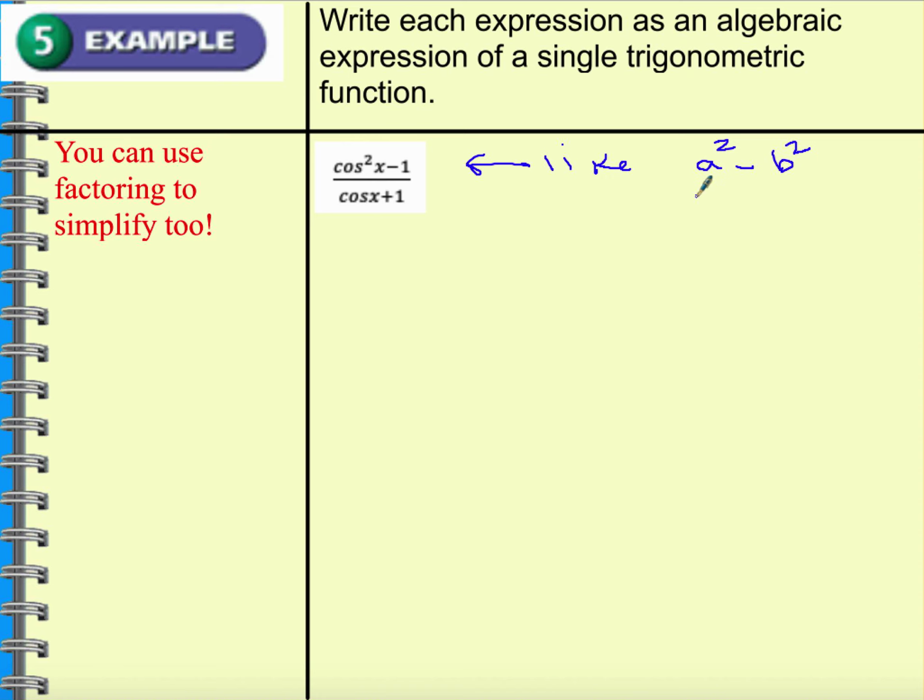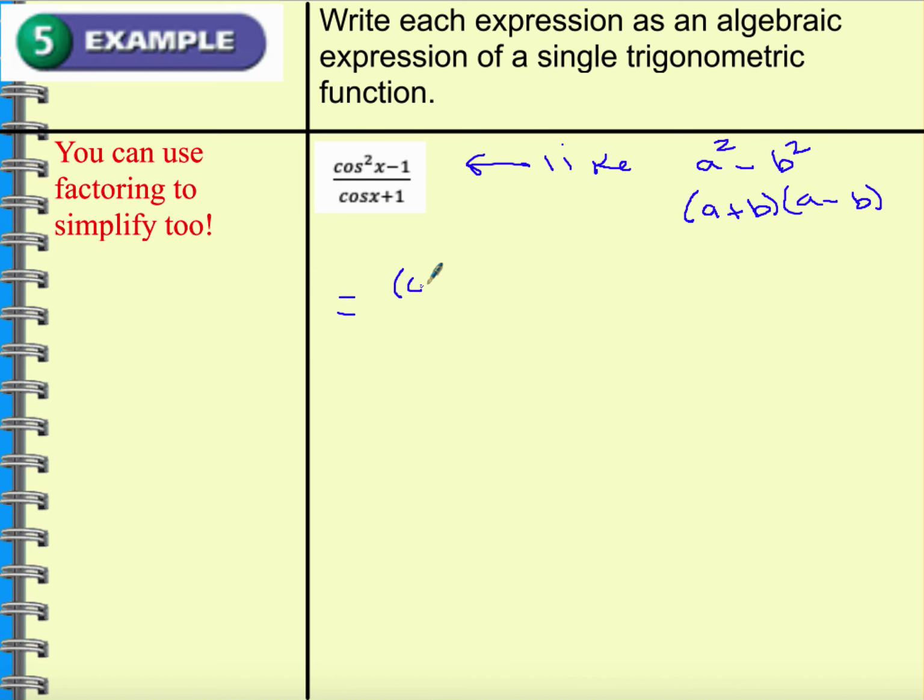A difference of 2 squares can be factored rather easily. You take the square root of your first term, the square root of your last term, you write 2 factoring parentheses with them, and change the signs in the middle. Of course, you can use any of your factoring strategies that you may know to factor this, but this is basically the pattern that a lot of people use. So let's go ahead and rewrite this using factoring. Cosine squared minus 1 is a difference of 2 squares. So I'm going to start by factoring the numerator.